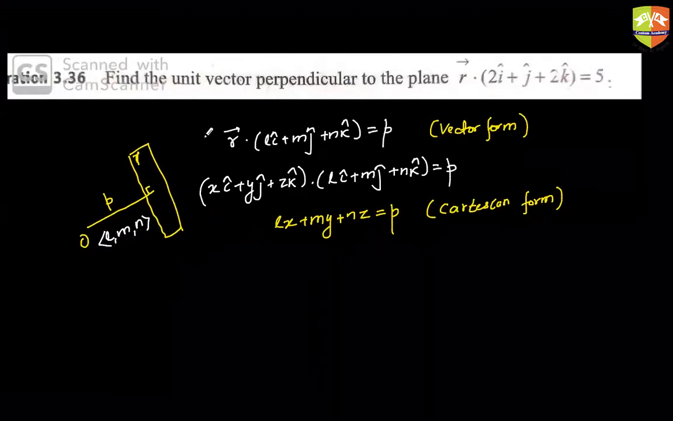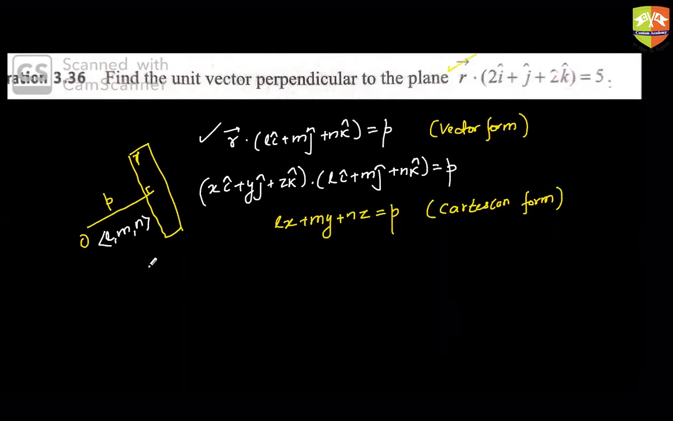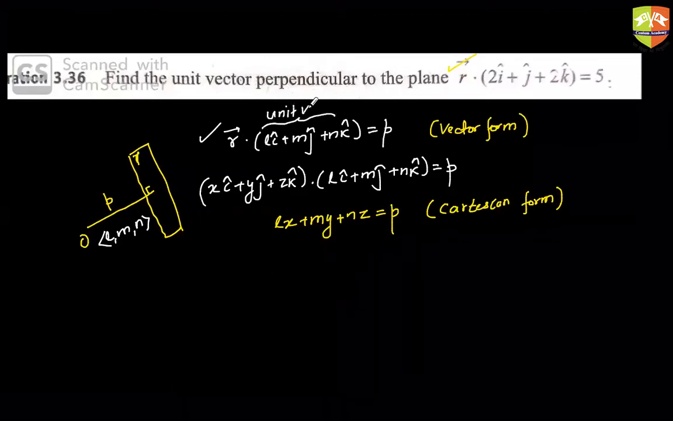Okay, so now try to compare this and the given equation. Done? Shreya says done. Anybody else? Okay, simple. Just compare these two equations. So this we know that it's a unit vector. It's a unit vector which is perpendicular to the plane. So all you need to do is make this a unit vector.